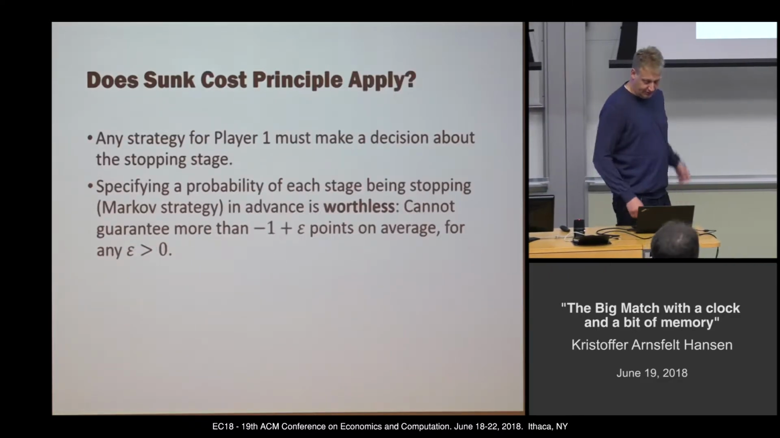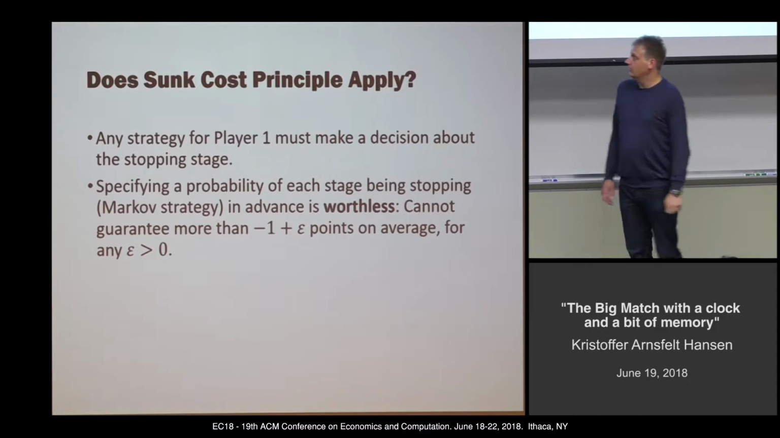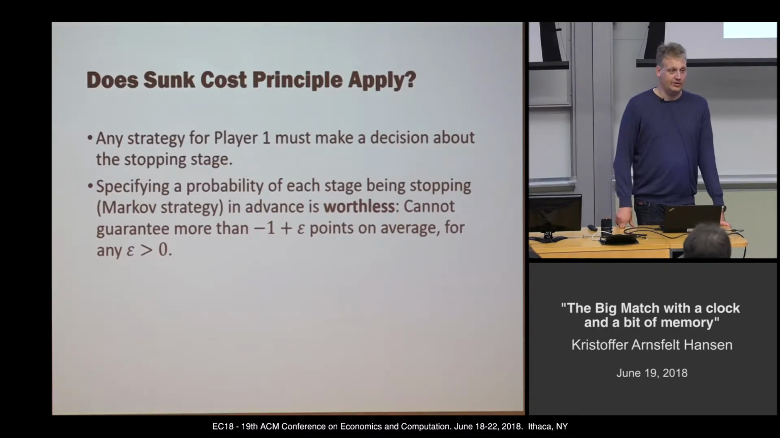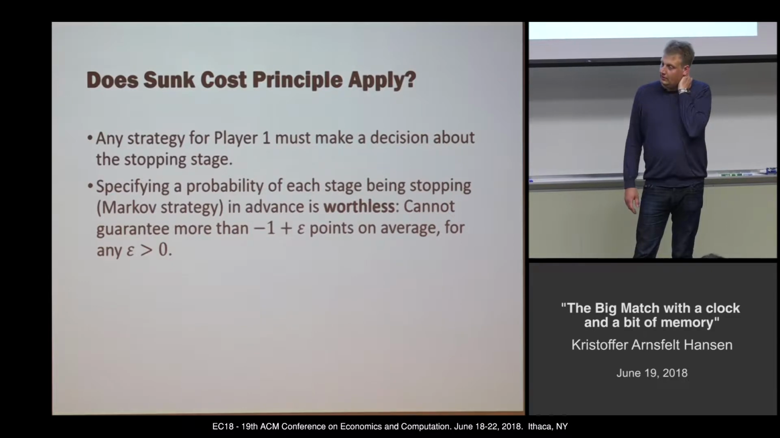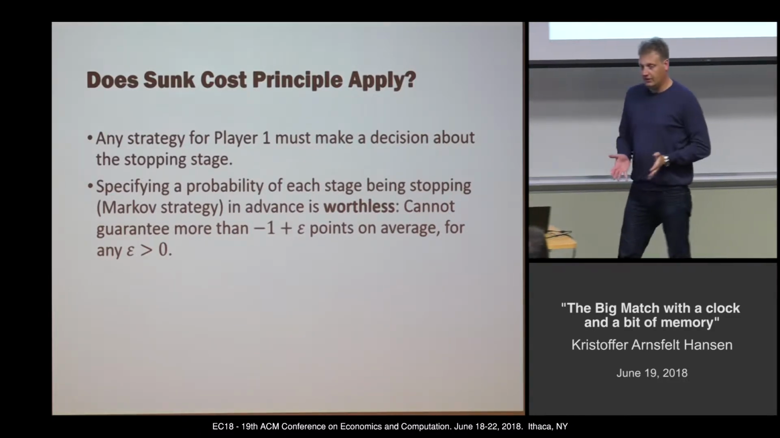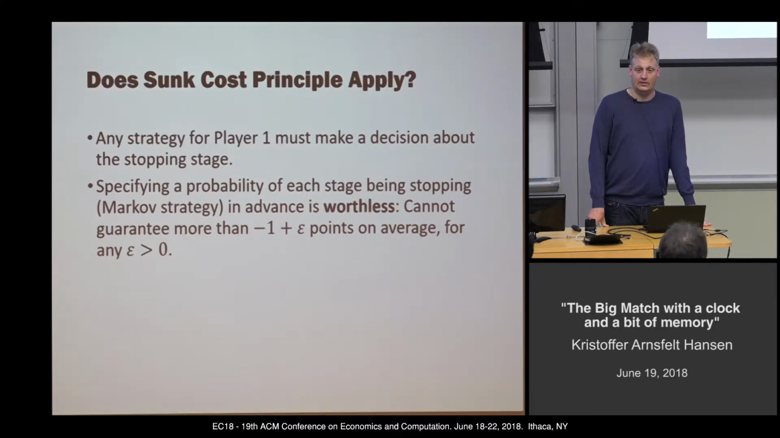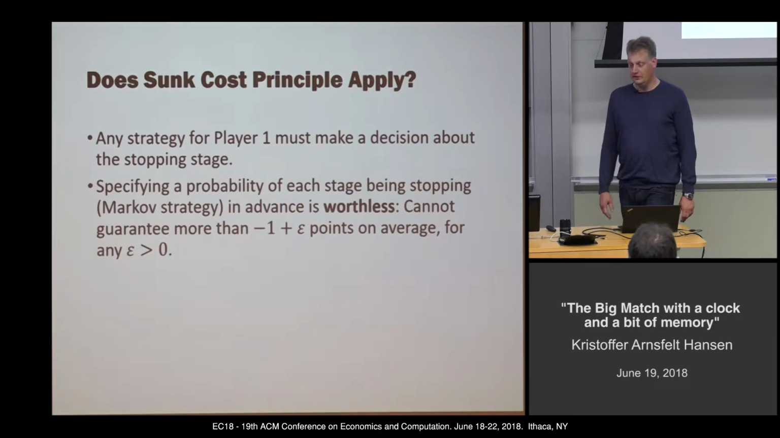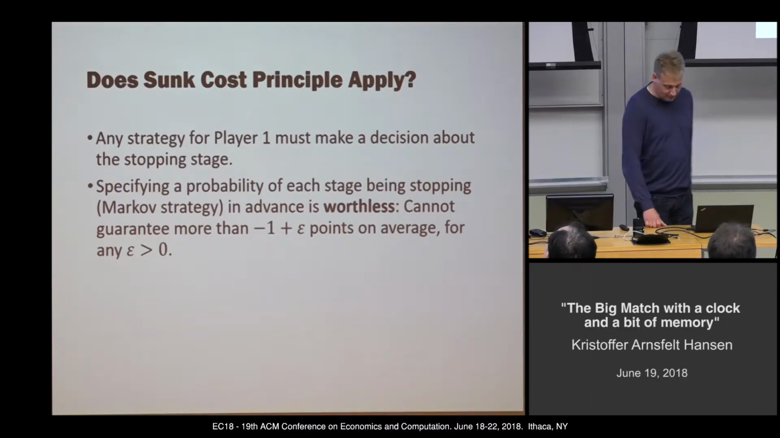And maybe one obstacle is that if you think about it, you get worried about the sunk cost principle. So you're playing the game and you don't know how many stages are left, and you somehow have to decide upon the stopping action or the stopping stage. You can also quite easily see that if you decide in advance for each subsequent state that you're going to play the absorbing action with a certain probability, that's called a Markov strategy. That's completely worthless. You cannot ensure anything. You'll get at most -1 points, maybe plus epsilon for any small epsilon.